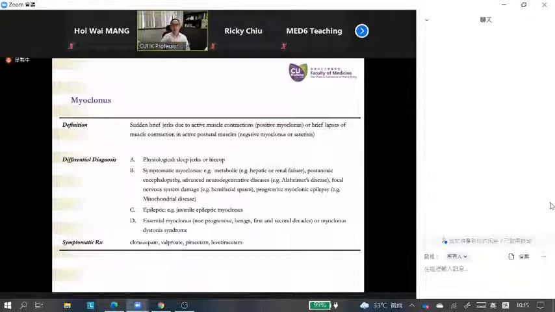So many times the caregivers may capture a video of the myoclonic jerks and show it to me during clinic. I will explain that this myoclonus is relatively benign. If it doesn't affect the patient's ADL and the patient seems okay, then it's okay. We just leave it.